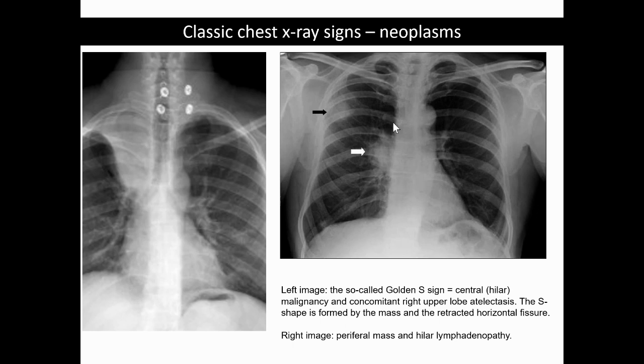On the right image, you can see a peripheral cancer also sitting in the right upper lobe, but it gave rise to ipsilateral hilar lymphadenopathy, as it is indicated by this white arrow.